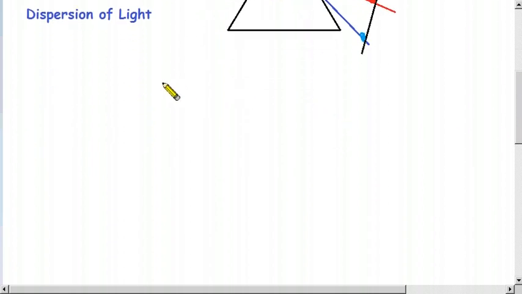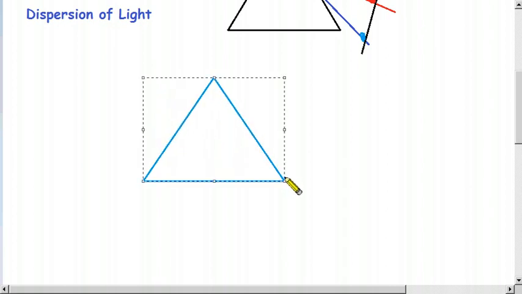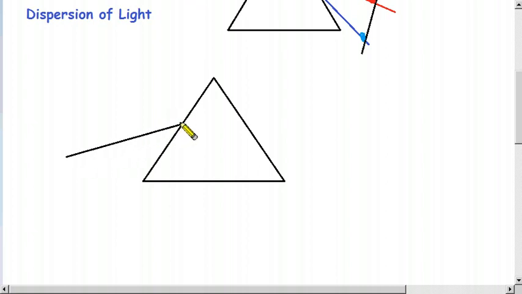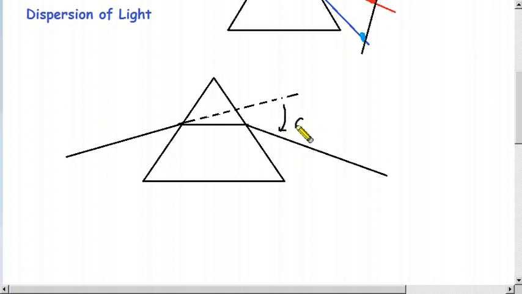What is minimum deviation? Let us draw the diagram again. Minimum deviation means, if rays fall on a prism like this, it bends, it has a deviation. The deviation is measured from the direction of the incident ray, so I draw a dashed line to show that direction. The emergent ray is this one, so this angle is called the deviation.